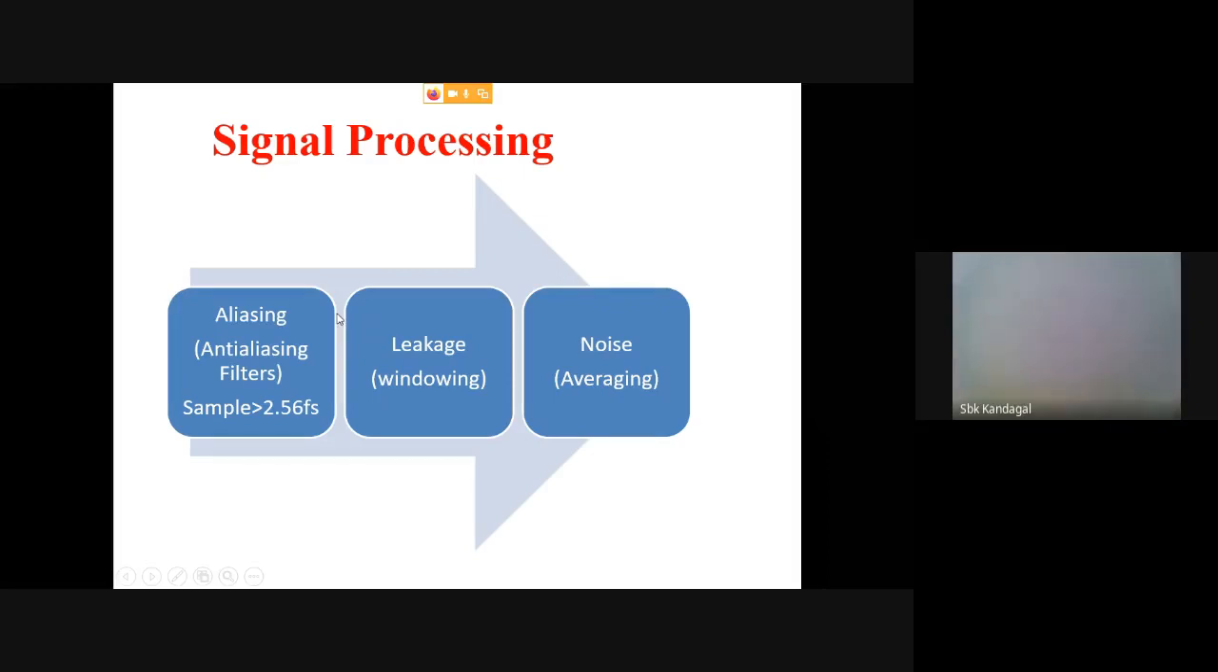So now we'll quickly touch upon signal processing for 5 minutes, and then we will allow 5 to 10 minutes for questions. Whenever you get the signals from the accelerometer to the preamplifier, typically you will be encountering these problems called aliasing, leakage, and noise. Okay, let us try to understand.